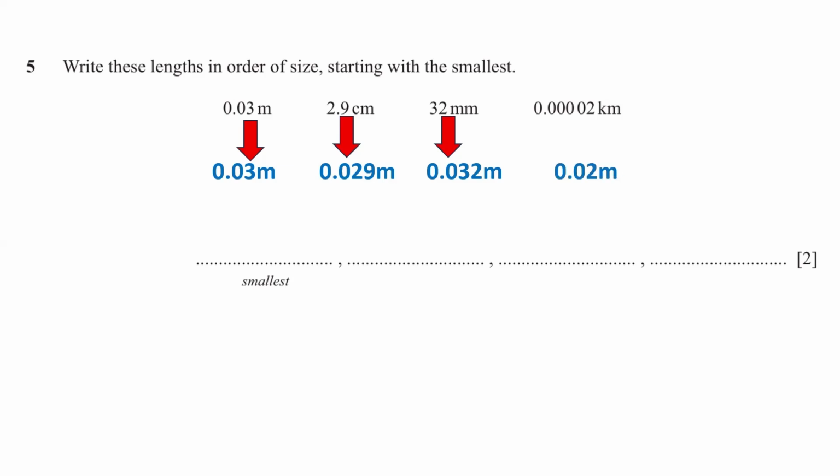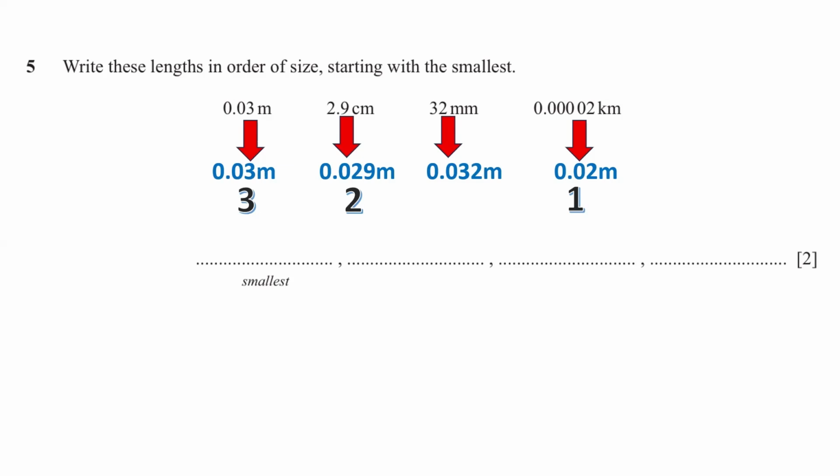Now, it's easier to arrange. Here the smallest is 0.02 meters and the original value given is 0.00002 kilometers. We label it 1. Next is 0.029 meters, whose original value is 2.9 centimeters. We label this 2. Next, we have 0.03 meters, and this is the same as the original value. We label this 3. Finally, we have 0.032 meters, whose original value is 32 millimeters.